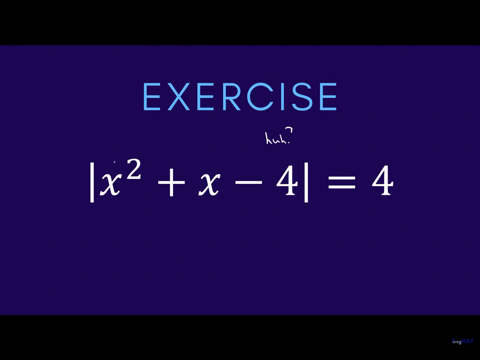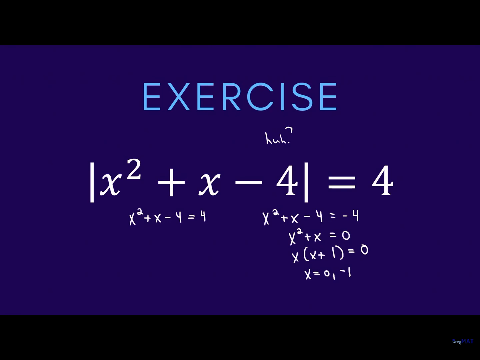Okay, here we go, everybody. So how many equations do we have? 2 equations, right? So we have x squared plus x minus 4 equals 4. So that's equation number 1. This is equation number 2. X squared plus x minus 4 equals negative 4. This one's a little bit easier. Let's do it first. So x squared plus x, adding 4 to both sides, equals 0. So x times x plus 1 equals 0. So x equals 0 or negative 1. Okay, any questions about this one?